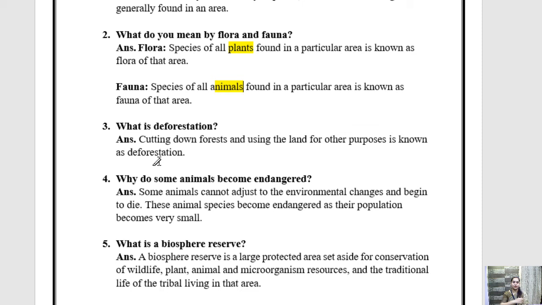These animal species become endangered as their population becomes very small. This is one reason.